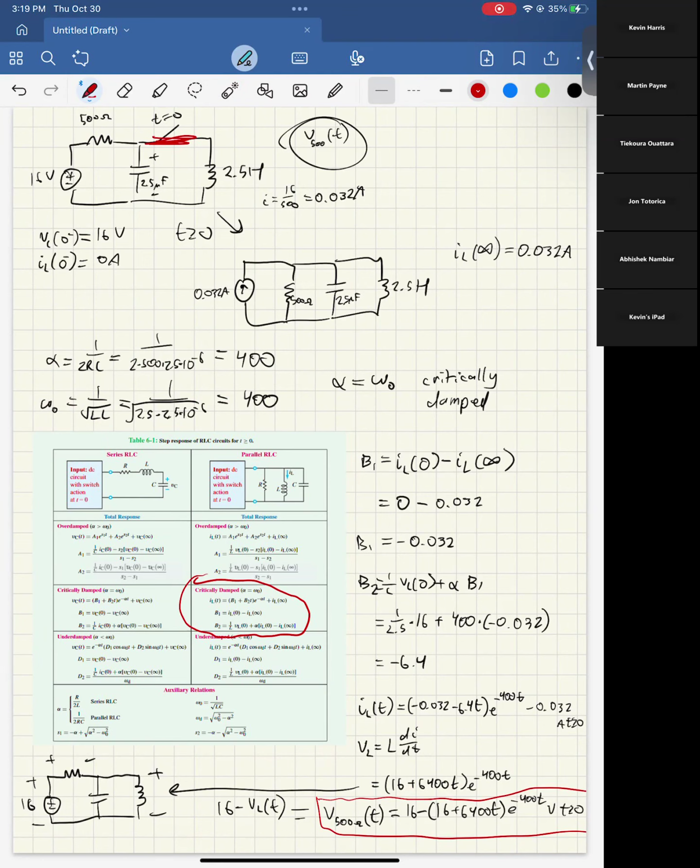If these numbers were slightly different, then we would have to use a different equation. Like let's say omega naught was 200, then we'd have alpha bigger than omega naught. Then we'd be using these equations instead, and you have to find this S1 and S2. But it's still all the same stuff. It just takes a while.